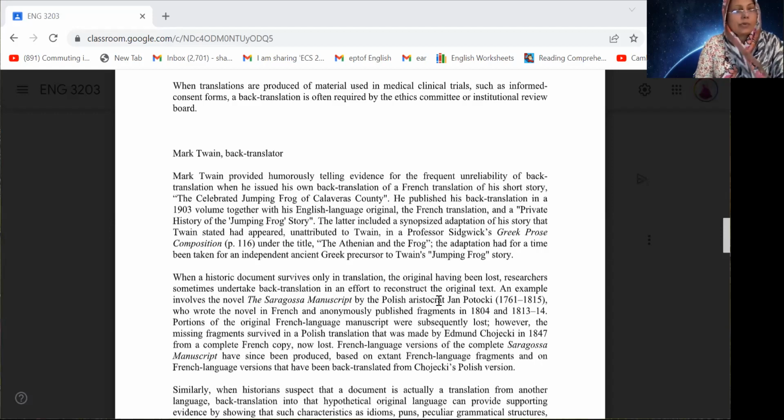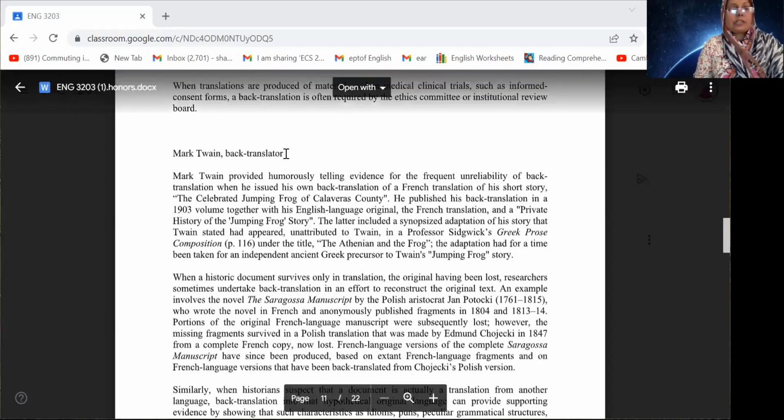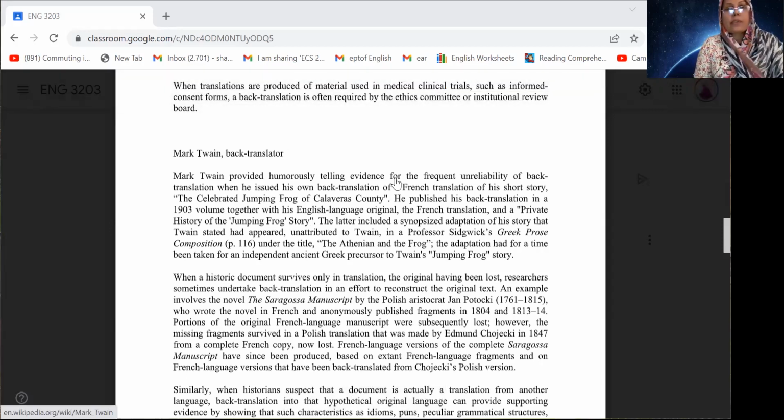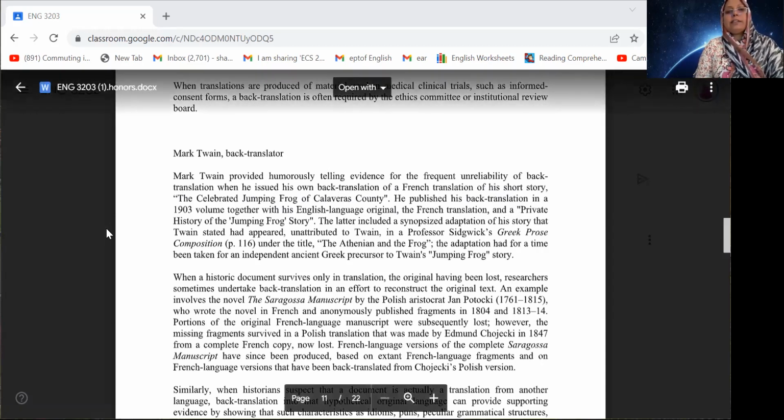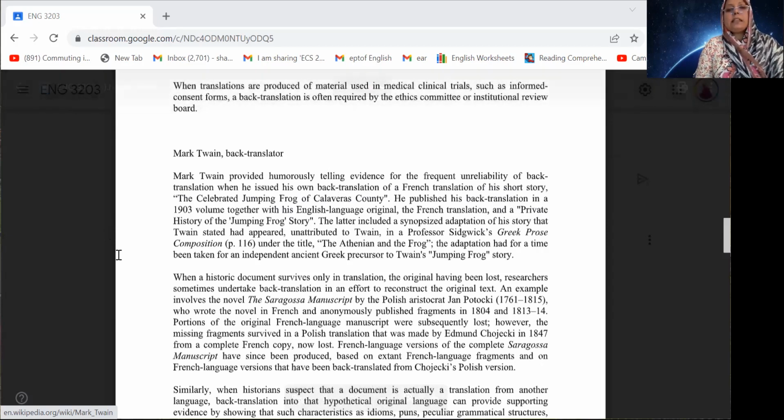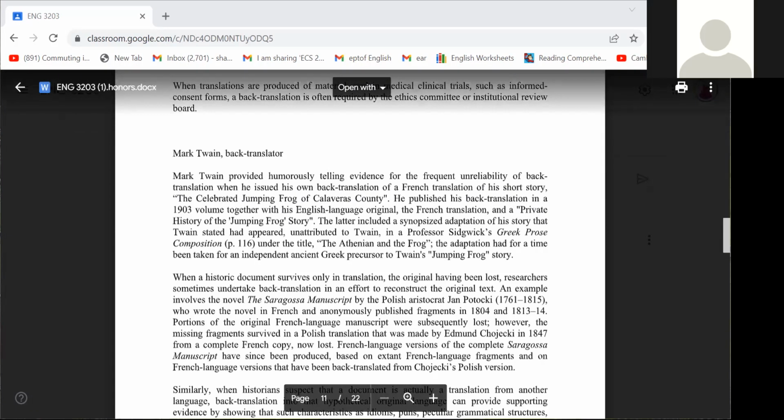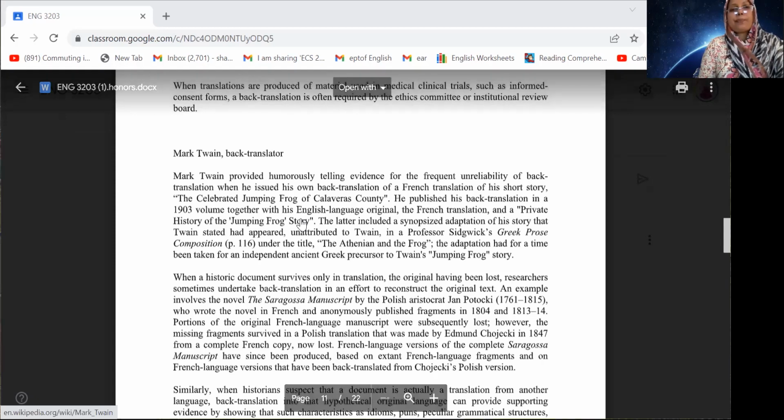Okay. Mark Twain used back translation of a short story. He made a back translation of a short story. The story name is The Celebrated Jumping Frog of Calaveras County. He published his back translation in a 1903 volume together with his English language original. He also included the French translation and a private history of the Jumping Frog story.